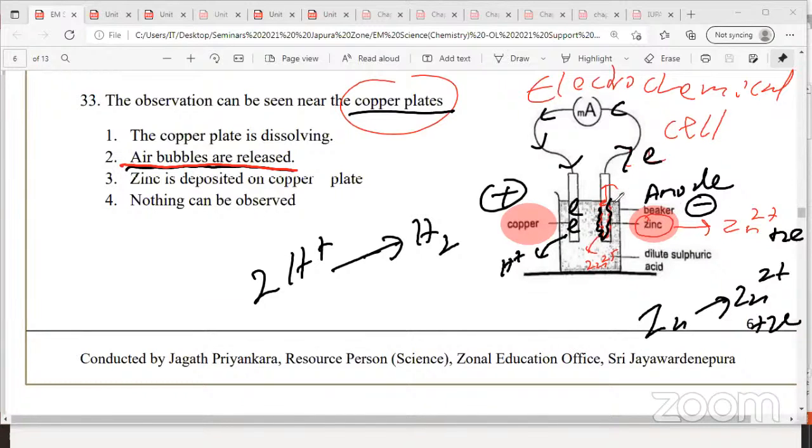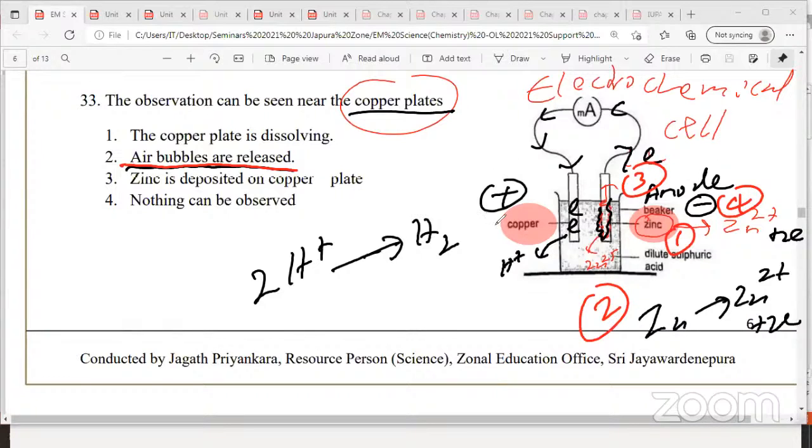When you are given a question like this, what is the first step? Look at the two metals. Number 1, zinc is more reactive. Number 2, zinc oxidizes. Zinc acts as the anode. Zinc is negatively charged. The most reactive metal is the anode, and it oxidizes, loses electrons and becomes negatively charged.